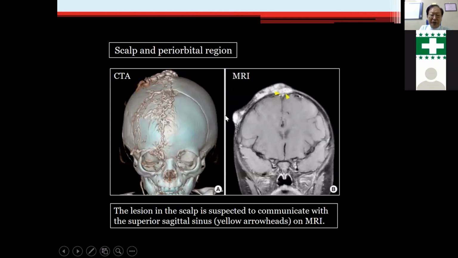Okay, now this is another example there. This is a CT angiogram. You see a large pathology up here in the vertex there. It seems like it is communicating with the superior sagittal sinus there. And it also extends down towards the right orbit, we don't know, for the sinus pericranii. Okay, this is an example of the case there.